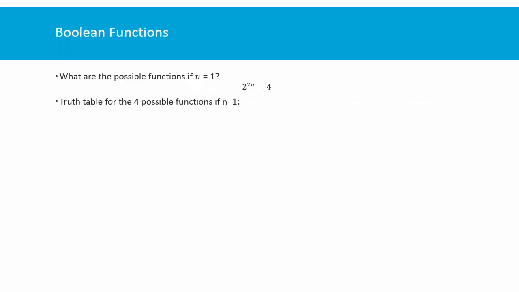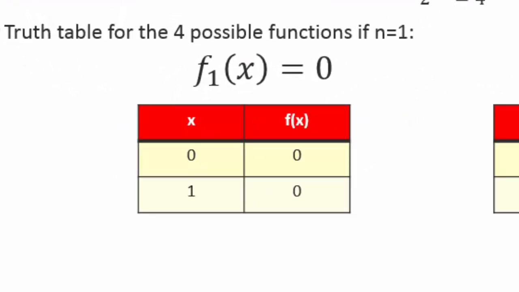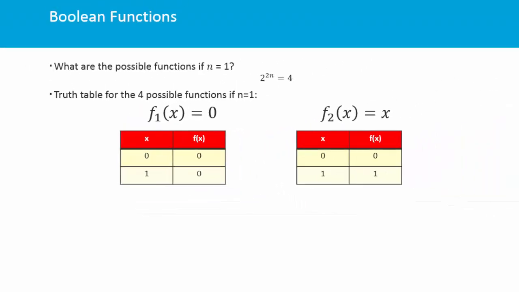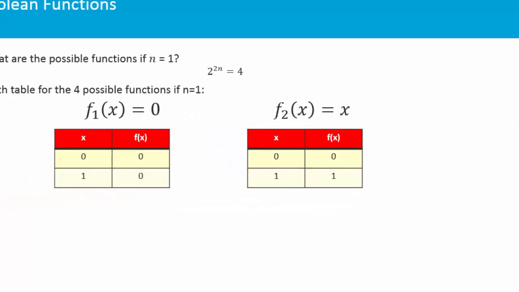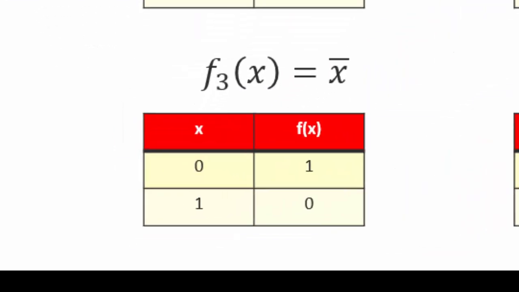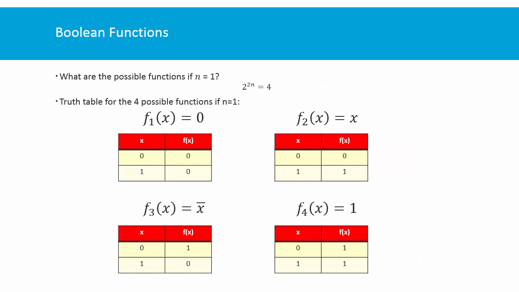So what are those 4 possible functions? In this case, if we have one variable, we will say that this variable is x. So the first possible function would be f1 equals 0. And you can see in the truth table, if x equals 0 or 1, the function is always going to be 0. The second function, f of x equals x, is a buffer. In this case, you can see that the function is actually the same as the input. The third possibility is that the function is equal to the inversion of the variable. And finally, the fourth choice is when we have the function being 1 all the time.